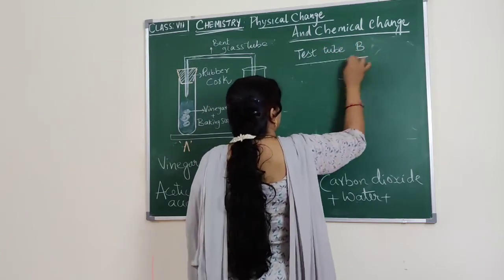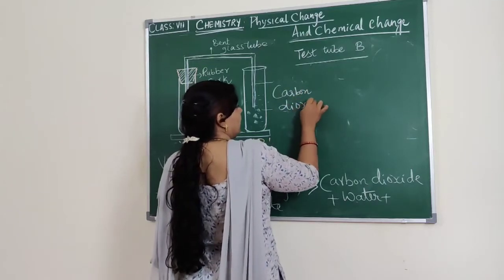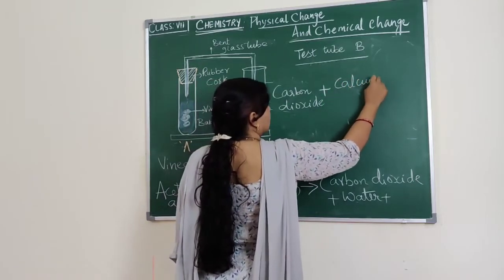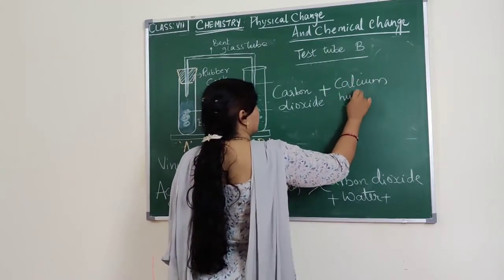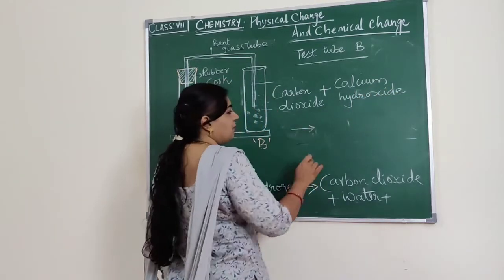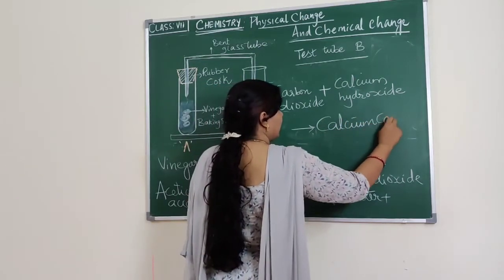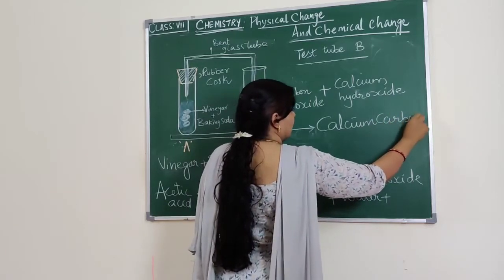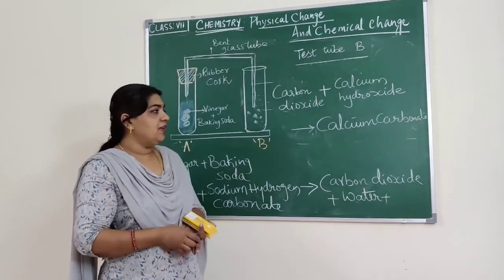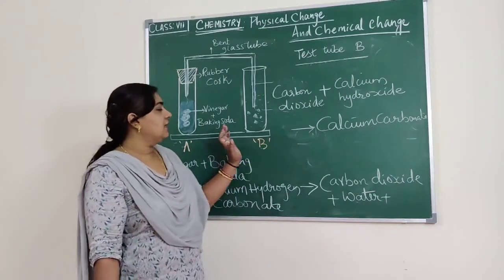In test tube B, carbon dioxide reached the test tube containing lime water, otherwise called calcium hydroxide. And what does it form? It forms calcium carbonate. Okay, right? A salt will be formed. Calcium carbonate will be formed. Okay, so that is the reaction.